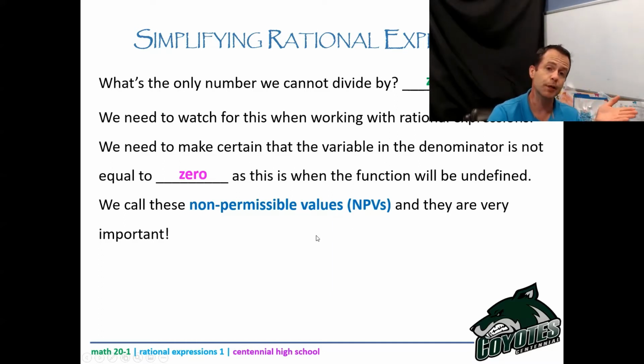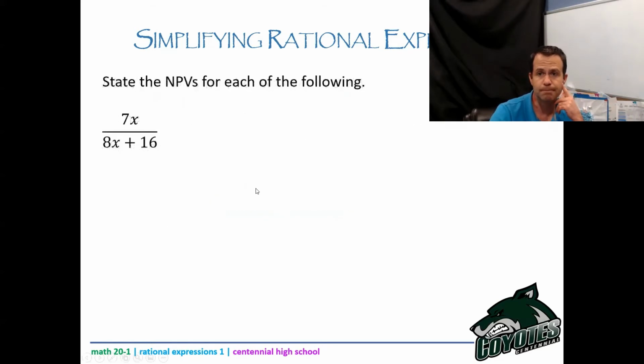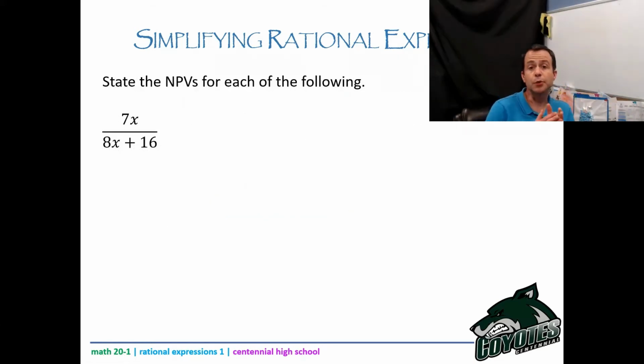So the first thing we want to do is just work through some of these non-permissible values together, okay? So state the NPVs for each of the following. Now, again, it doesn't matter what the numerator is. The numerator can be 0, no problems there. It's just the bottom. Now, some of you may look at this and say, okay, well, we're just going to take 8x plus 16 and set it equal to 0, which is great.